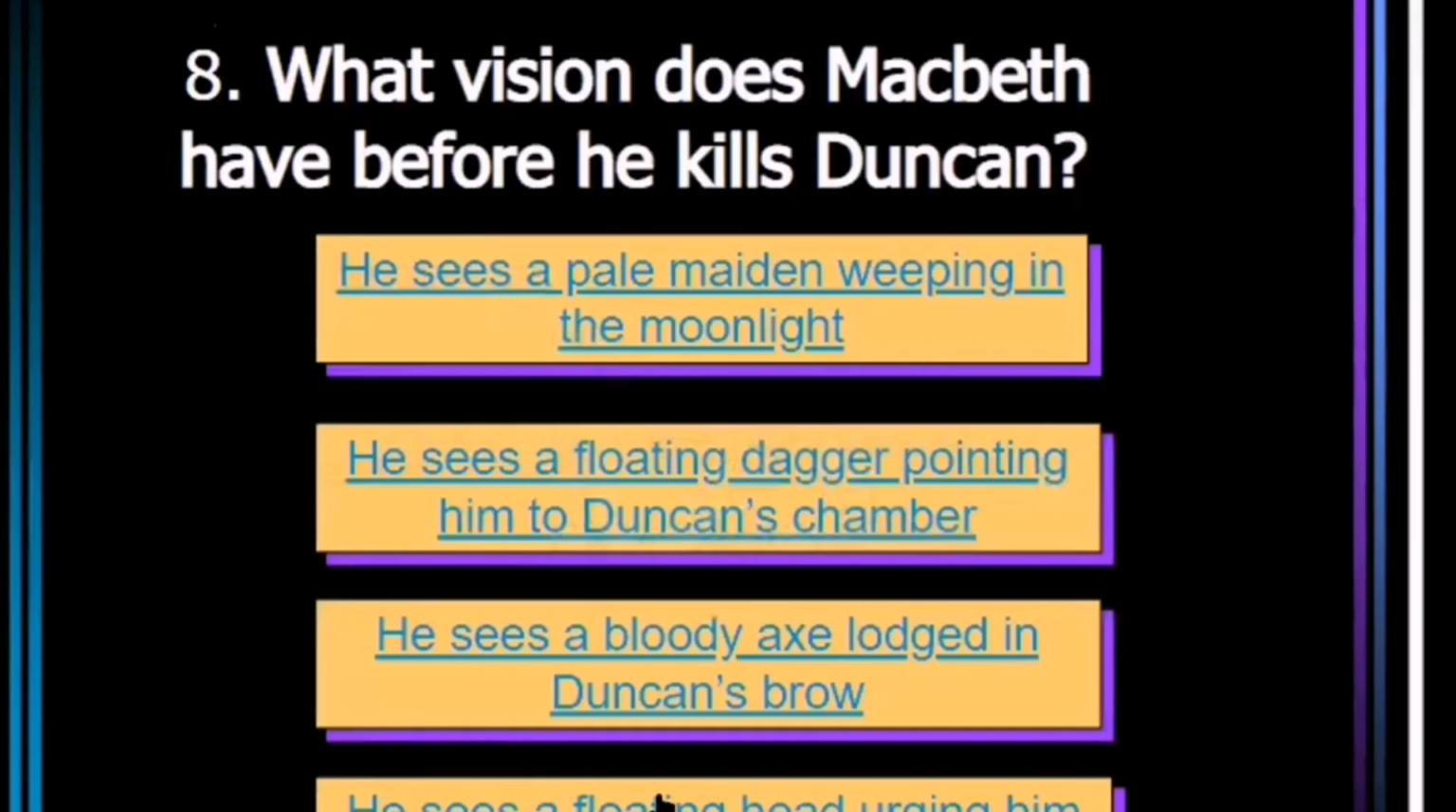What vision does Macbeth have before he kills Duncan? He sees a pale maiden weeping in the moonlight. He sees a floating dagger pointing him to Duncan's chamber. He sees a bloody axe lodged in Duncan's brow. He sees a floating head urging him to spill blood. Which is the correct answer? He sees a floating dagger pointing him to Duncan's chamber.